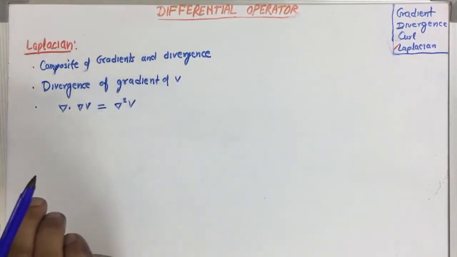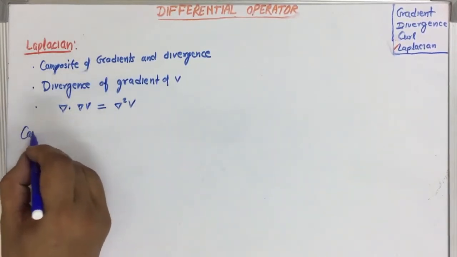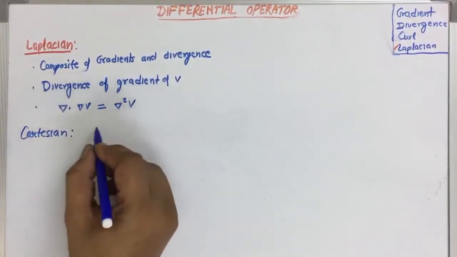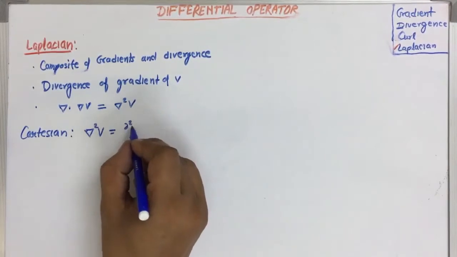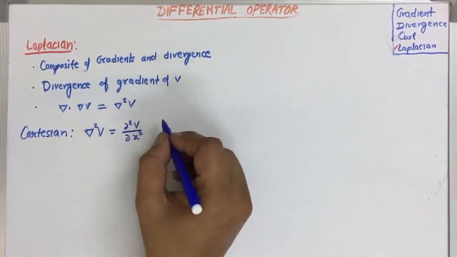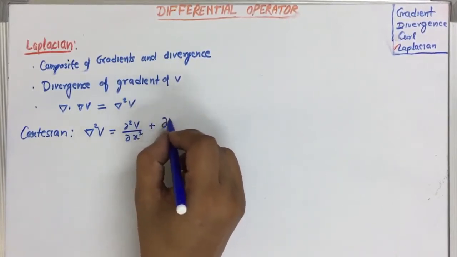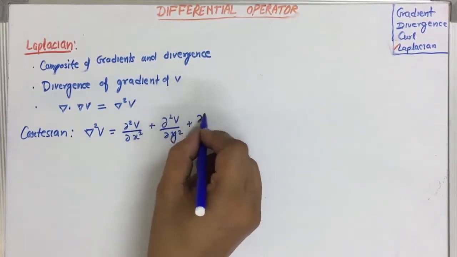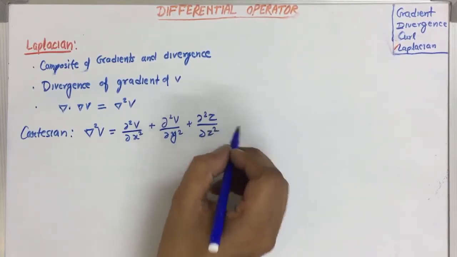like that. Now in Cartesian coordinates we can write del square V as del square V with respect to del x square, plus del square V with del y square, plus del square V with del z square. We can write it like that.